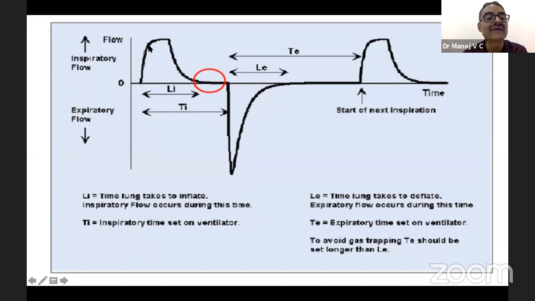Now, this is an area I am really worried about, because here what is happening, the lung is getting inflated and the lung will finish getting inflated. So this is your lung inflation time. It's called LI or lung inflation time. Similarly, this is the lung exhalation time. So this is actually a waste of time. If you find it like this, you can probably increase the rate and get more if you are not ventilating enough. Anyway, we'll come to the clinical scenario separately.